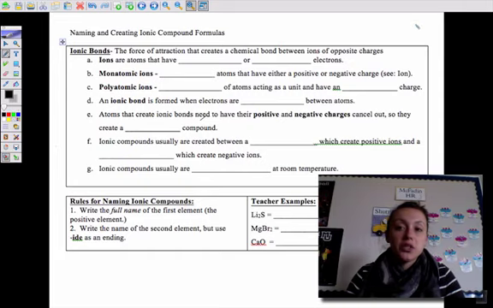So the first thing we're going to do is label this new note sheet as Sheet 8. And the note sheet is called Naming and Creating Ionic Compound Formulas. If you don't have the sheet, you should pause the video and grab a sheet from the sub.